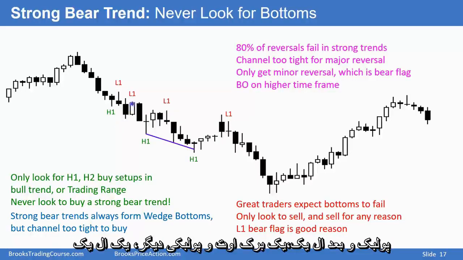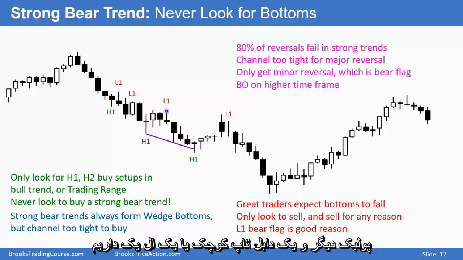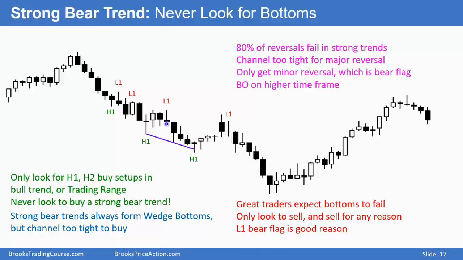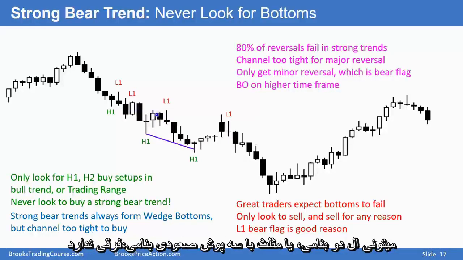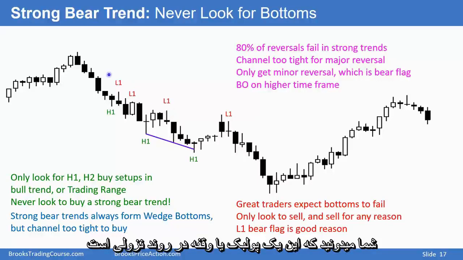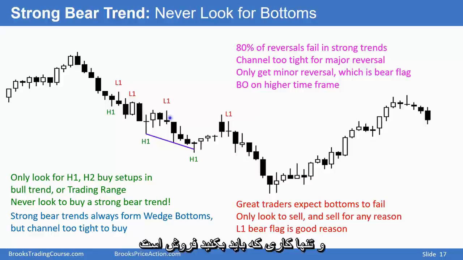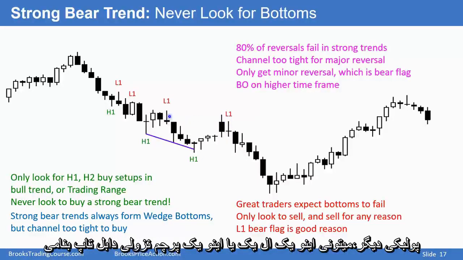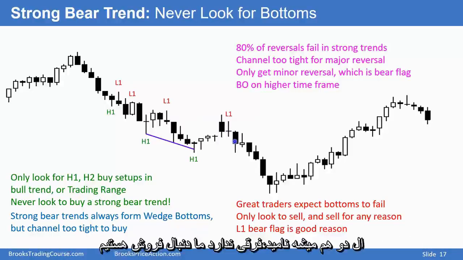Pullback, low 1. Breakout, another pullback, low 1. Another pullback, you can call it a micro double top, you can call it a low 1, you can call it a low 2, you can call it a triangle, 3 pushes up, 1, 2, 3, doesn't matter. You just know it's a pullback or a pause in a bear trend, and all you can do is sell. Another pullback, you can call it a low 1, you can call it a double top bear flag here, you can call it a low 2. Doesn't matter. You got to be looking to sell.